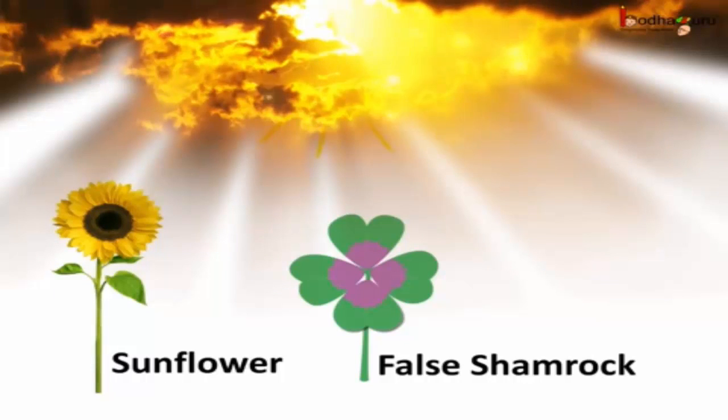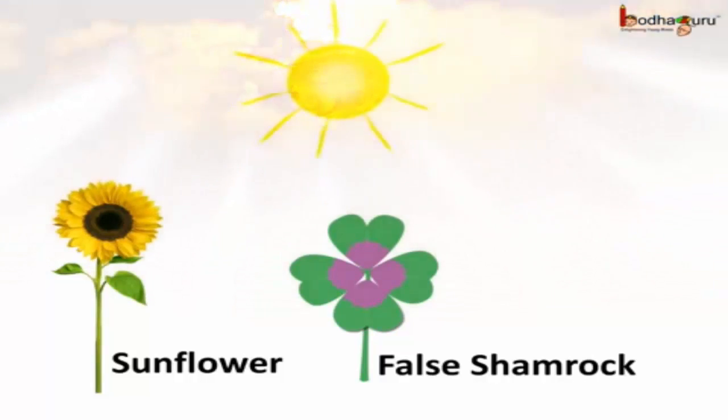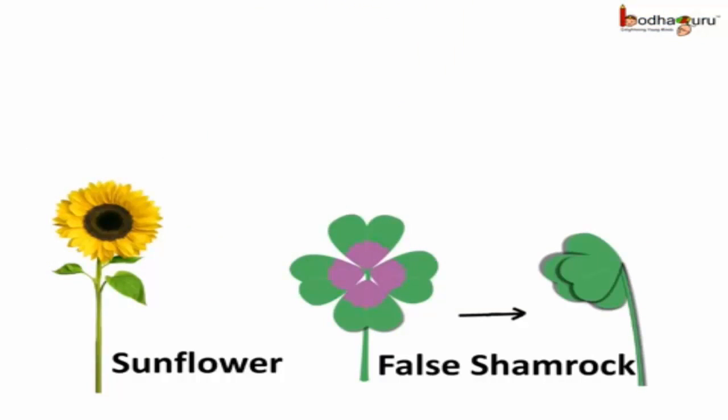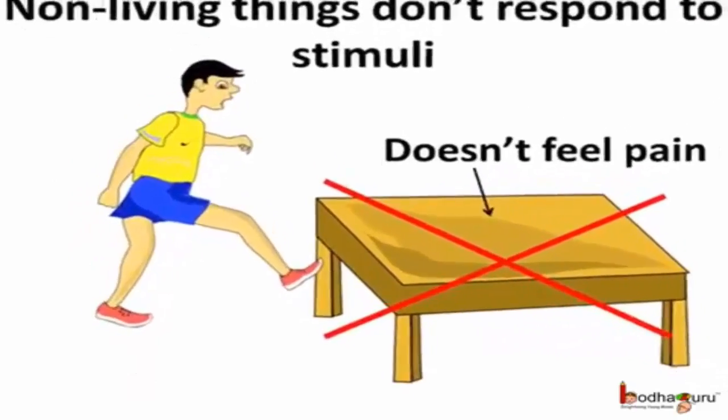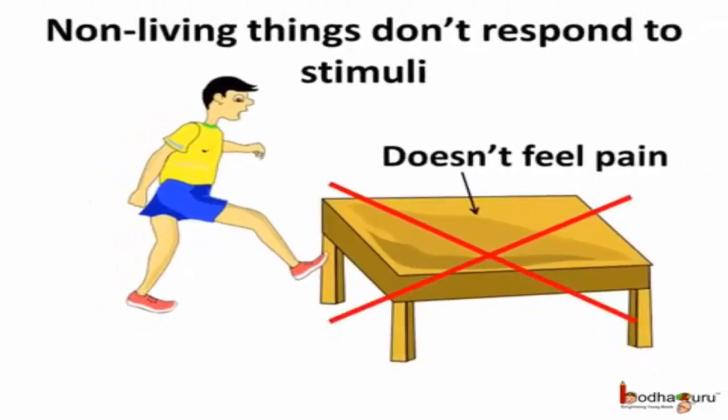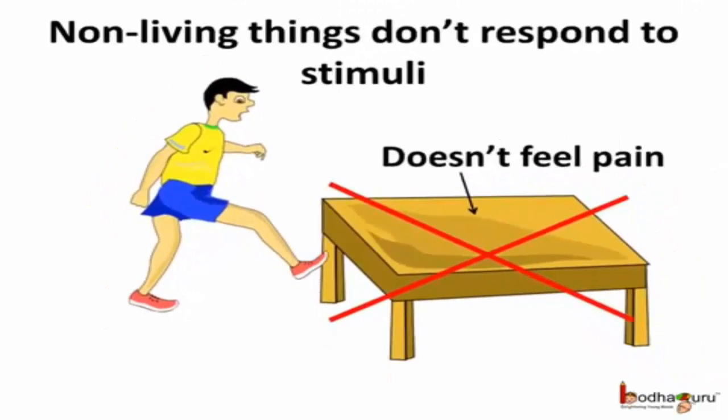In some plants, the flower blooms only in the day. The sunflower follows the sun. That is, the flower keeps its face always towards the sun. Also, in some plants, the leaves open in sunlight and close after the sunset, like in the case of false shamrock. But a non-living thing such as a table would not move or bark when you touch it or bang it or put a hot pot on it. So, a living thing responds to stimuli.